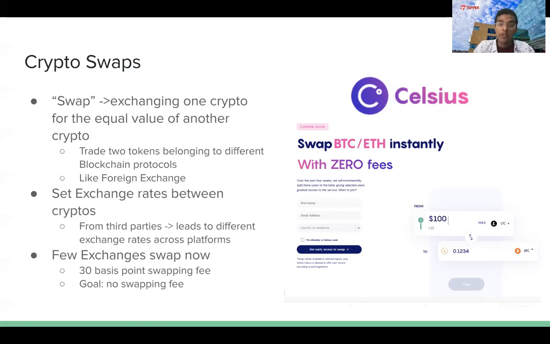A few exchanges currently offer swaps, but with some fees. Celsius wants to offer swaps with no fees. Celsius is currently in the beta stage of crypto swapping, so they haven't opened it up to all users. On their website, a user inputs the amount and the currency that they have, and then selects which target currency they would like to receive in exchange. Celsius provides the exchange rate, and they get this exchange rate by working with third parties to get a spread, and then they choose the midpoint of the spread.